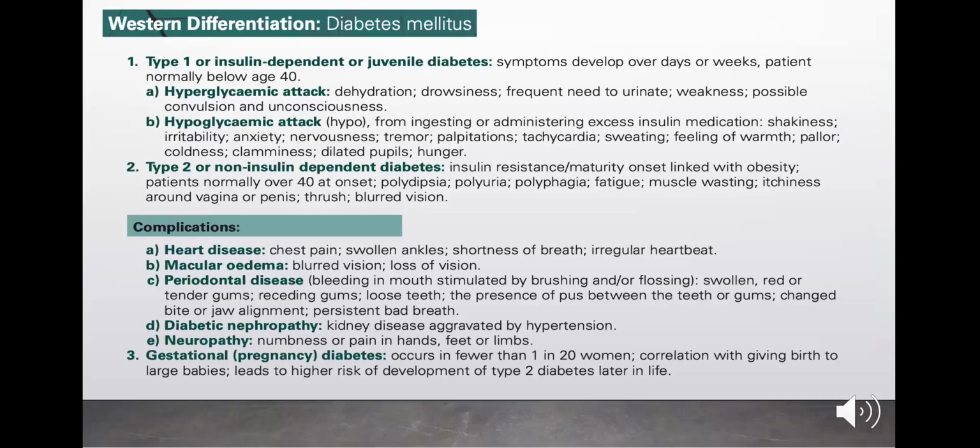In diabetic nephropathy, this is kidney disease aggravated by hypertension. Neuropathy: numbness or pain in the hands, feet, or limbs. Gestational or pregnancy diabetes occurs in fewer than 1 in 20 women. Correlation with giving birth to large babies leads to high risk of development of type 2 diabetes later in life.